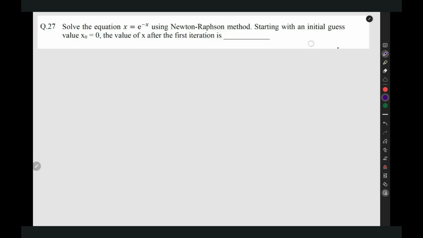This question is from GATE 2016. Solve the equation x equal to e to the power minus x using the Newton-Raphson method, starting with an initial guess value x naught equal to 0. The value of x after the first iteration is.